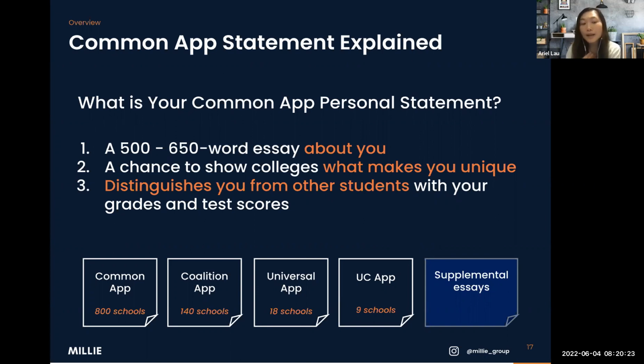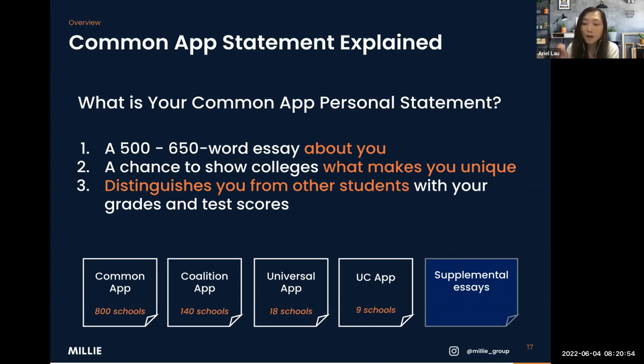You can see that Common App actually covers over 800 schools, versus a very similar portal also used by a lot of US colleges called the Coalition App. They only cover around 140 schools, and Universal App, only 18. And many of them actually have overlapping universities that are using the portal as an application system. So if you can find it on Common App, chances are you can also find it on Coalition App, Universal App, and so on and so forth.